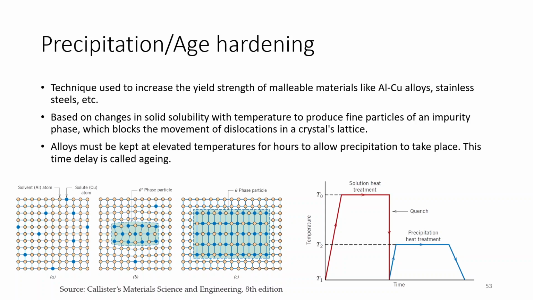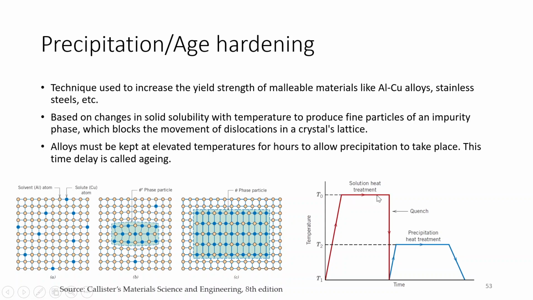Now alloys must be kept at elevated temperature for hours to allow precipitation to take place, and this time delay is called aging. In this case you can see in the aluminum matrix you have copper atoms which, at the time of aging, come together and form some precipitates. Now there are various phases such as theta double prime, theta prime, and then finally GP zones on such precipitates.